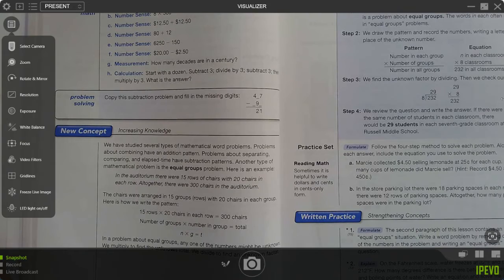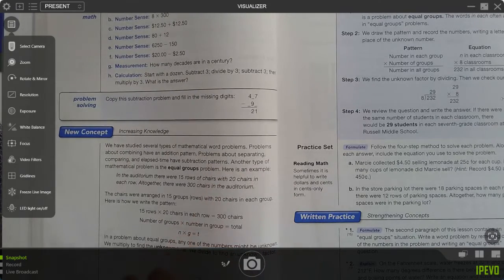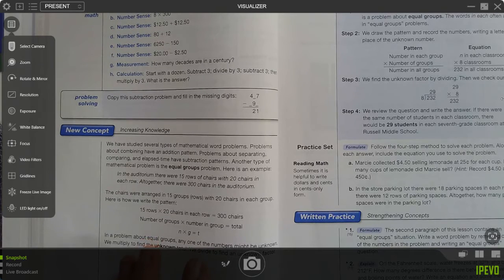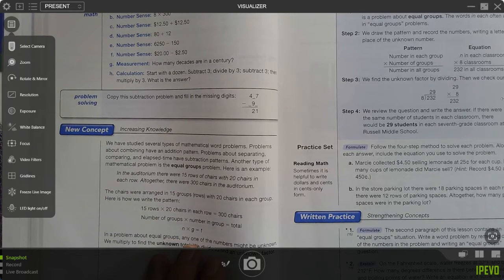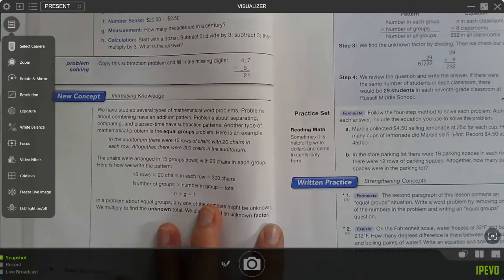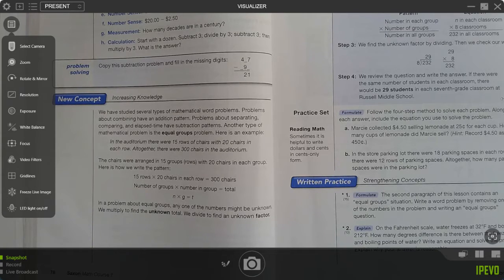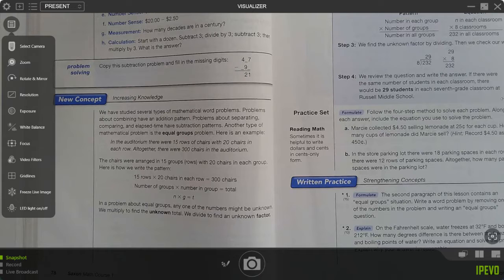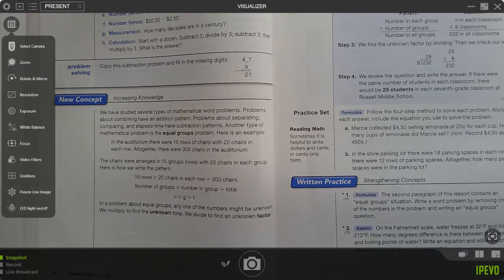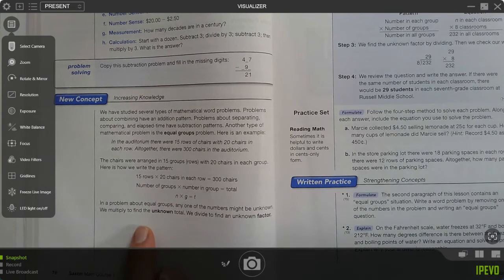Now, for the work that we are doing, the new concept here is not very new. It shouldn't be. I think you've done this before, but they're trying to talk about it differently now. So it's word problems again, and they talk about it as equal groups. I don't know if that's helpful for you or not. It is not how I think about it exactly. I just think of it as multiplication and division problems. But if it helps you, absolutely, think about it the way they talk about it.